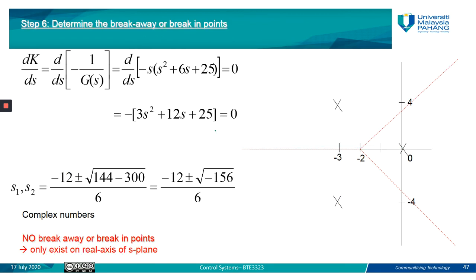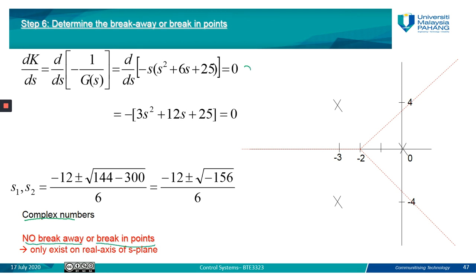As we can see here, we assume that we don't know whether we have a breakaway or break-in point. We try to find out if there is any. So we apply the differentiation method. We find dK over ds for the function here, derive it, and make it equal to 0 as we did before. We solve this equation for s. We find the value of s is equal to (-12 plus or minus the square root of -156) over 6. So it is a complex number. Since it is a complex number, that means no breakaway or break-in point.